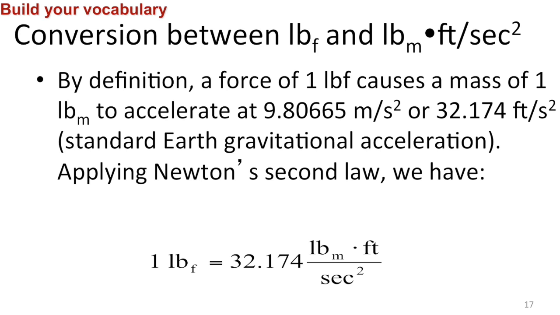Because on the Earth, the gravitational acceleration is 9.80665 meter per second squared, or 32.174 foot per second squared. We need to apply Newton's second law. When we apply Newton's second law to relate 1 pound force with this multiplication of the pound mass and acceleration in the USCS system, we find this relation. Now, this 32.174 is the so-called gravitational conversion factor in the system.